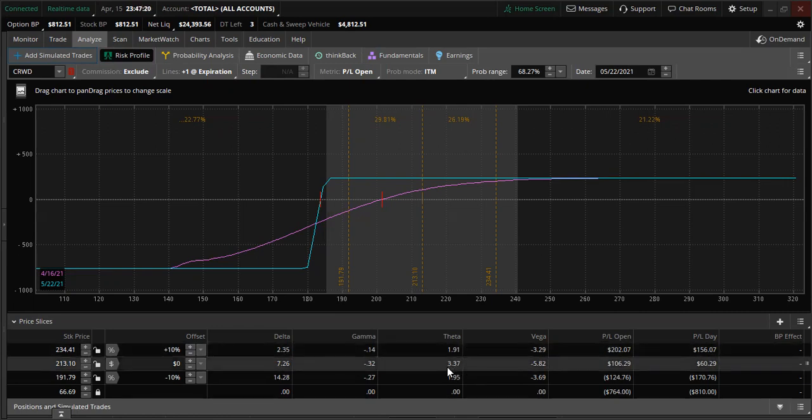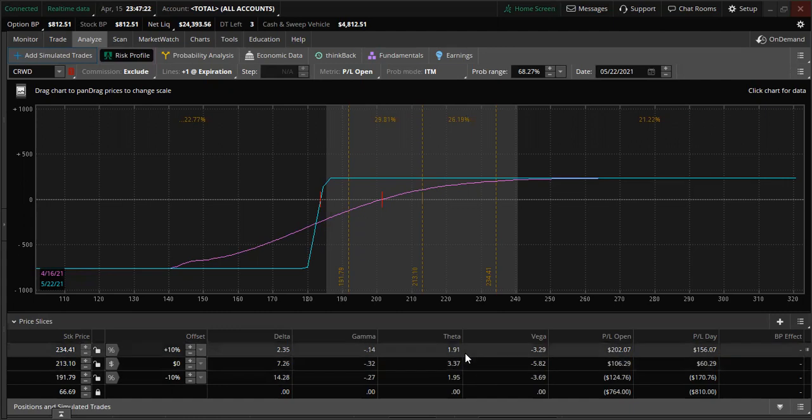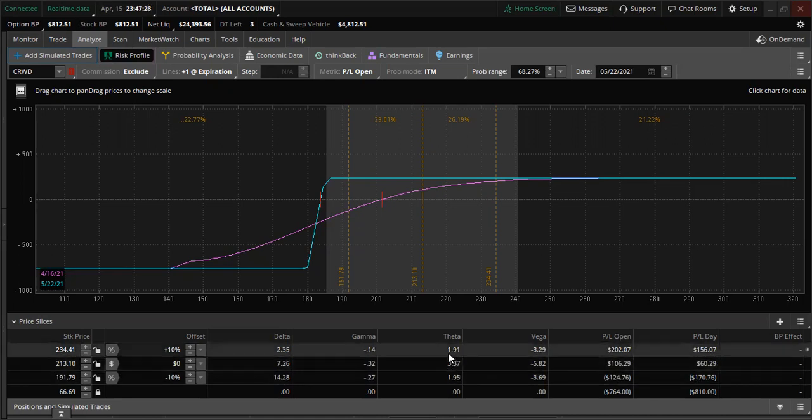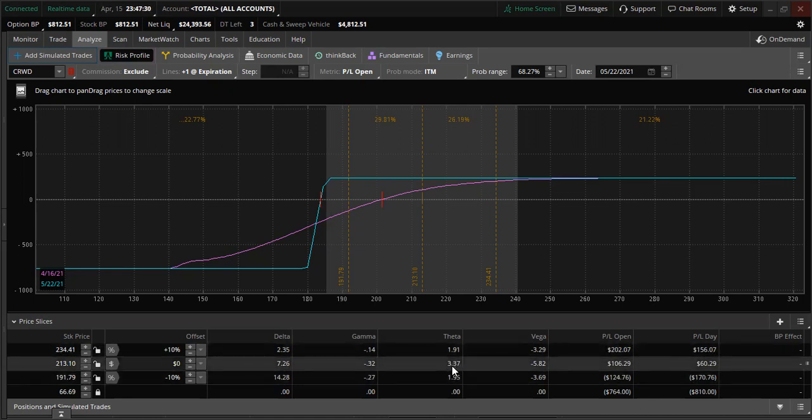Because when you have negative theta decay is when you're losing money. When you have positive theta decay, you're making money. When you buy an option contract, you have negative theta decay. When you sell an option contract, you have positive theta decay.